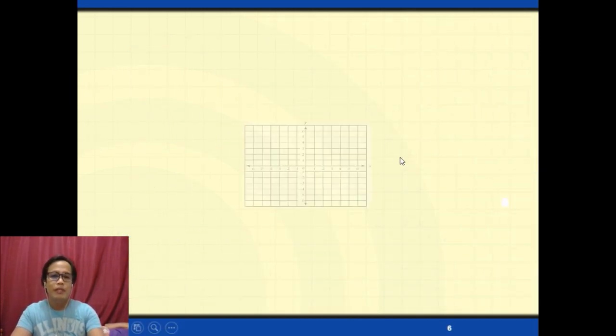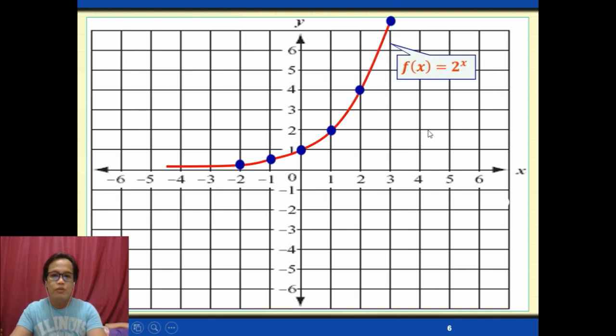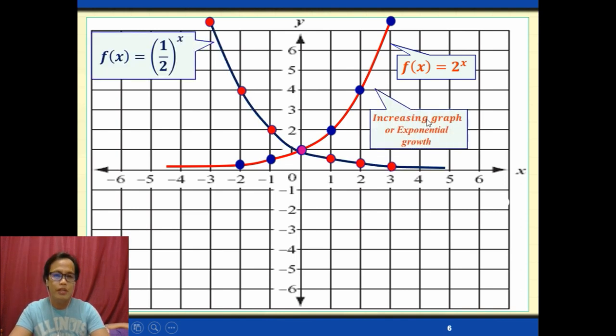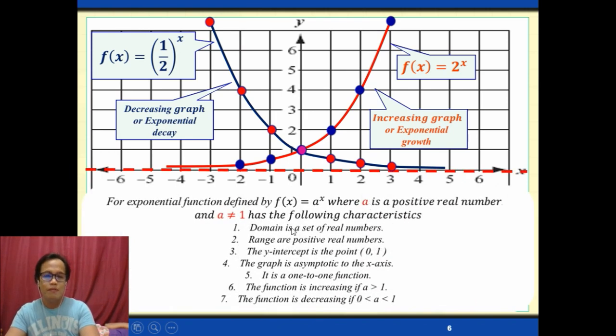Let's proceed to the properties of these two graphs. Ari sa first graph of the function f of x equals 2 raised to x. Then the second graph, we have the function f of x equals 1/2 raised to x. Again, this is increasing graph or exponential growth, while this is decreasing graph or exponential decay. Both have a horizontal asymptote.